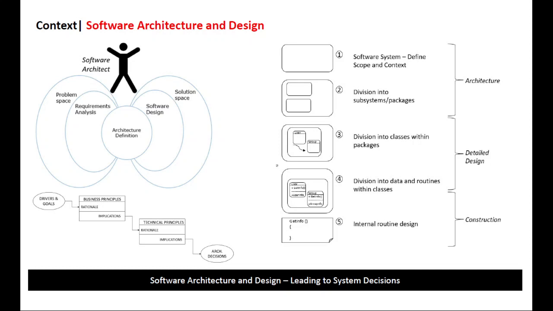If you look at it from a high level perspective, it is about defining the context and scope of the software system and division of these into subsystems and packages, which is highly defined as first steps. Then division of these into classes. Typically, if you are looking at it from an object orientation standpoint, it's about classes, but some kind of packaging or subsystem organization, you can look at it whether it is functional programming or object oriented, and then division into data and routines within the classes, and then defining the internal routines, thus leading to construction.